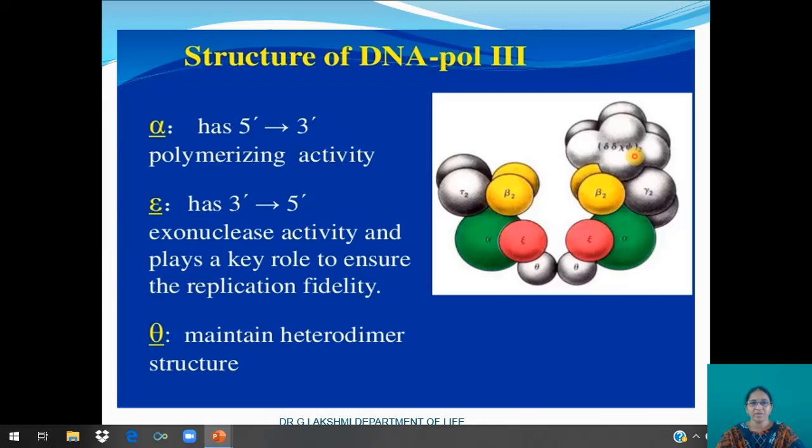Structure of DNA polymerase. Coming to the subunits of this enzyme, it has 5' to 3' polymerizing activity. This is achieved by the alpha subunit. The epsilon subunit has 3' to 5' exonuclease activity and plays a key role in ensuring replication fidelity. The theta subunit maintains the heterodimeric structure. So alpha, epsilon and theta subunits together comprise the core enzyme of DNA polymerase 3.